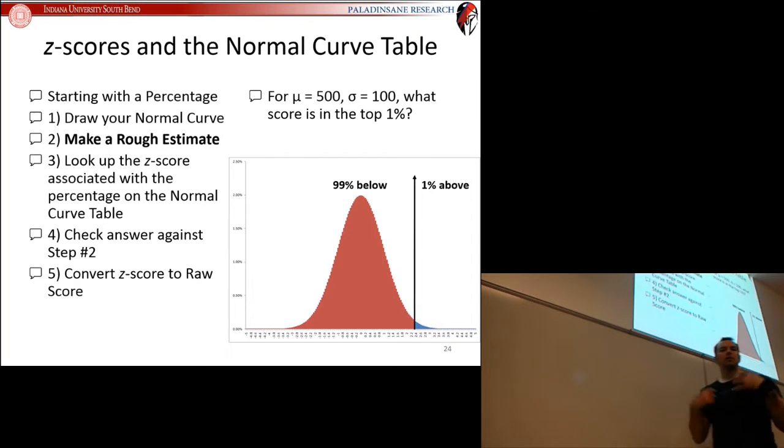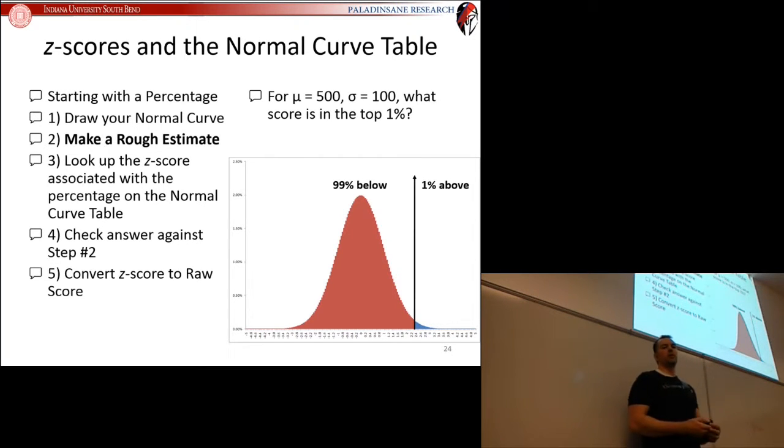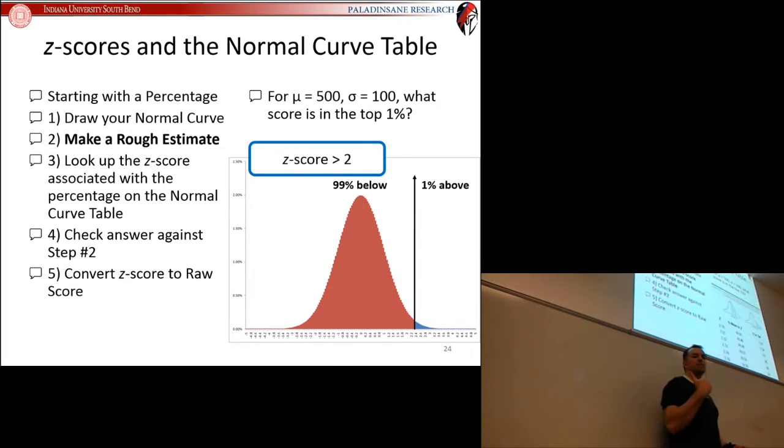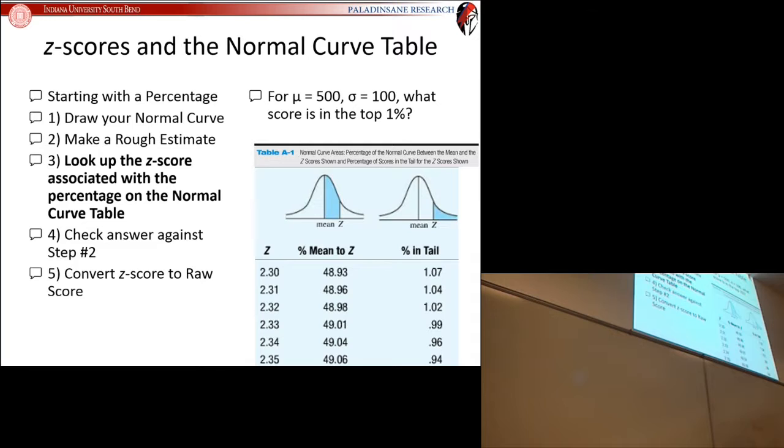Next thing we do, now that we've prepared ourselves, we go to the table. We look up the z-score that's associated with that percentage on the normal curve. So this time we're given a percentage, so we don't look for a z-score and then read off the percentage. We look for a percentage and then read off the z-score. So keep that in mind whether you're looking up a z-score or a percentage. This time we're looking up a percentage. We need to find the correct percent. We need to make sure we're in the correct column.